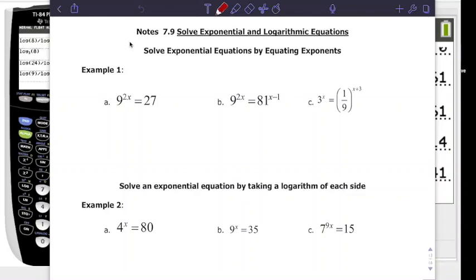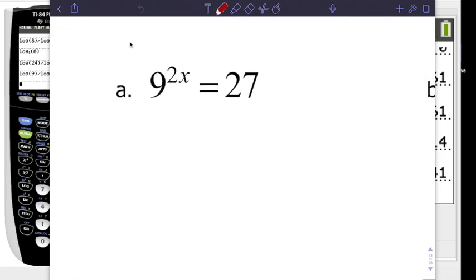Alright, so today we're going to be talking about how to solve exponential and logarithmic equations. This is kind of the whole reason why we learn logs. Now the first couple here, these exponential equations, we can actually solve without using logs.